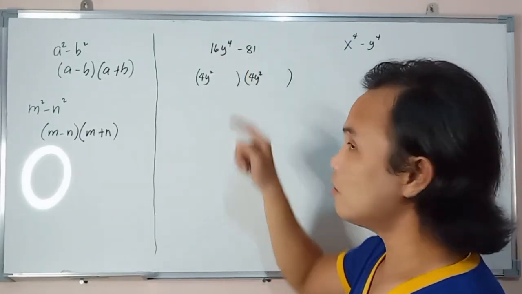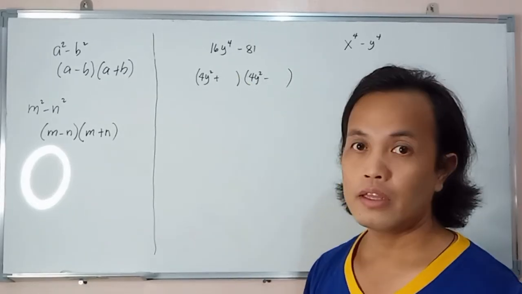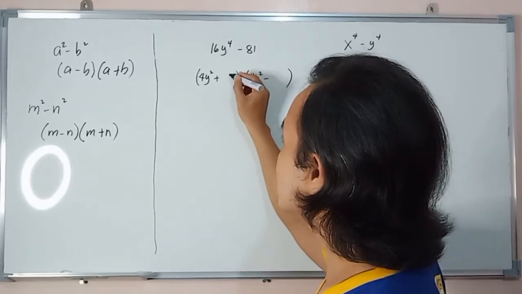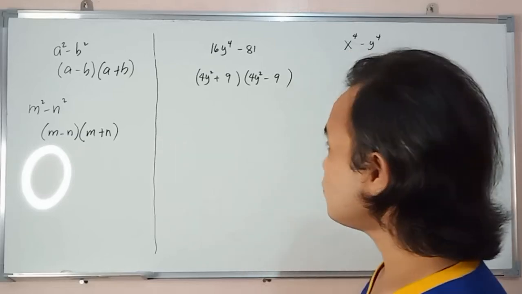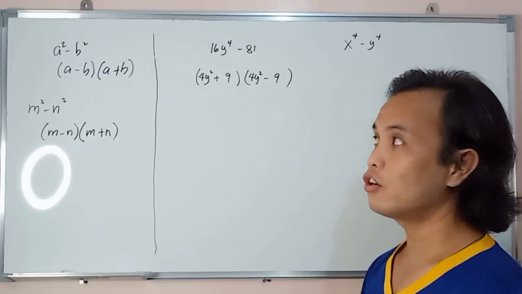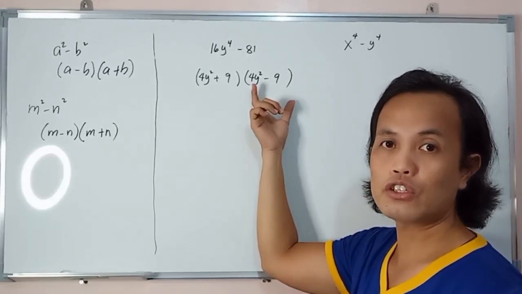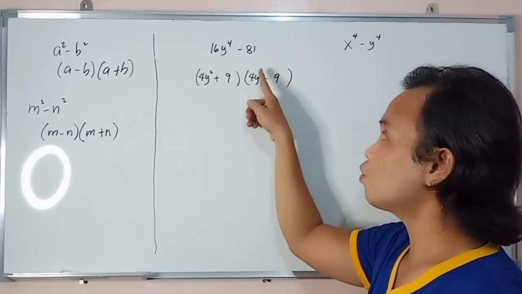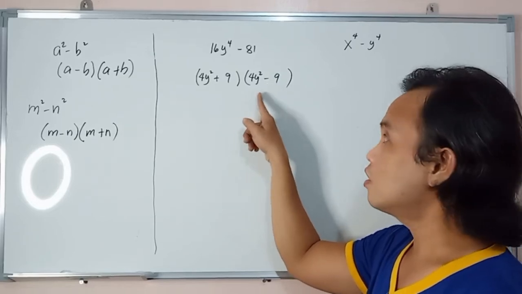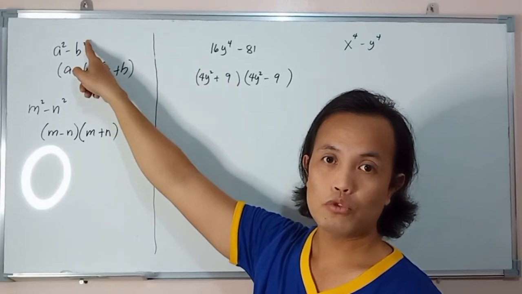Minus, so we have here minus. We affix the sign plus and minus. Then the square root of 81 is 9. So we write 9 times 9. Now, is this now the final answer? The answer is no. Why? Because we still have here a factor which is still considered as a difference of two squares. Because we have here 4y squared, which is a perfect square, and 9 is also a perfect square, and we have the minus. So these binomials here are still considered a difference of two squares.